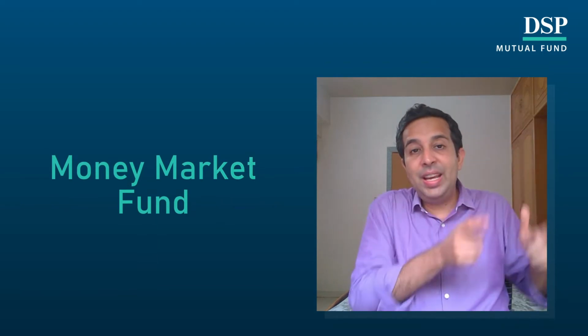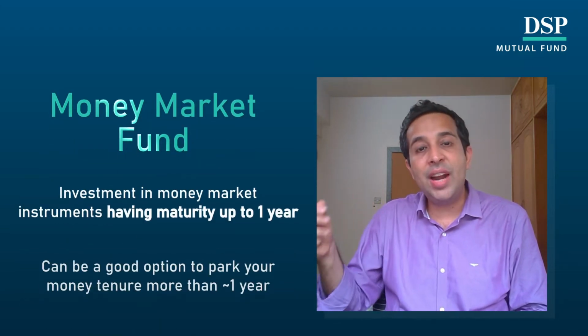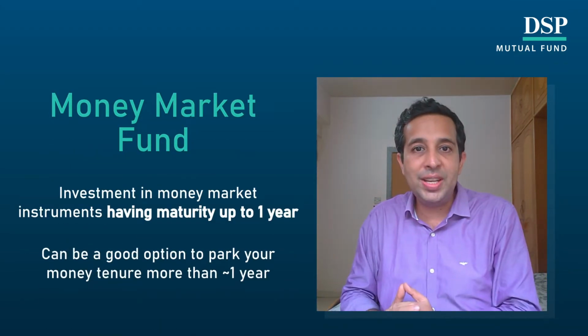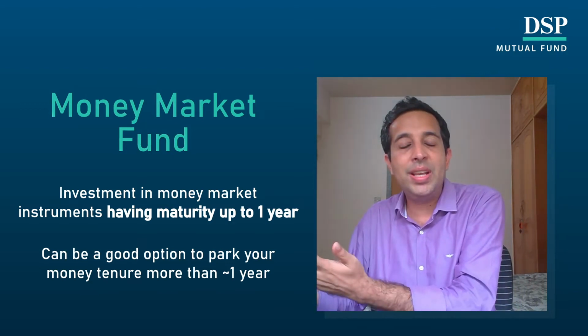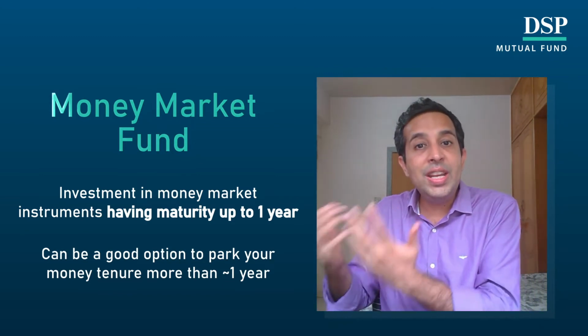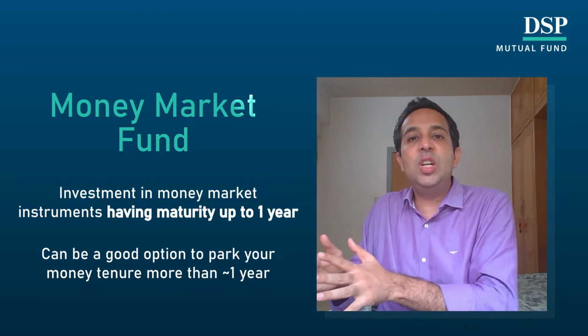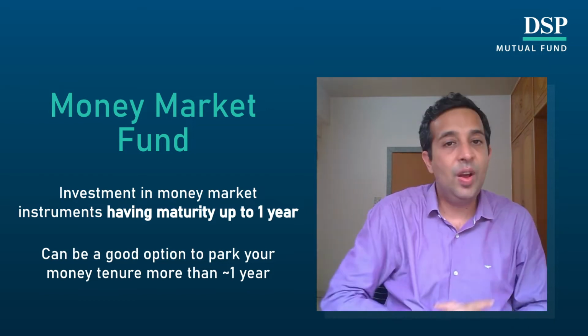The last one in this category for parking your money can be a money market fund. A money market fund is a fund that invests only in money market securities. And we all know money market securities are securities like bank CDs, certificates of deposit, or commercial papers of corporates, or T-bills, treasury bills of governments, and they have a tenure of less than 1 year. So money market funds typically invest in debt instruments which have a tenure of less than 1 year. So you understood the first category: overnight, liquid, ultra short term, low duration, and money market, used predominantly for parking your money. Now let's try to understand the second category, and then we'll go to the third and fourth categories.